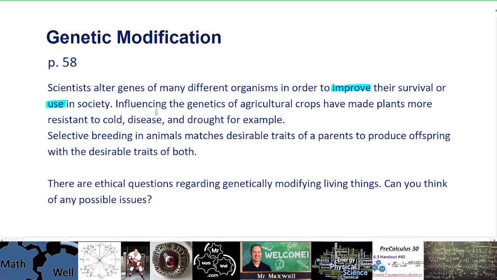Okay. So influencing the genetics of agricultural crops has made plants more resistant to cold, to disease, and to drought, for example. Pay attention. Okay? Fill in these blanks. Selective breeding in animals matches desirable traits of parents to produce offspring with desirable traits of both. So again, this is the selective breeding we're talking about.